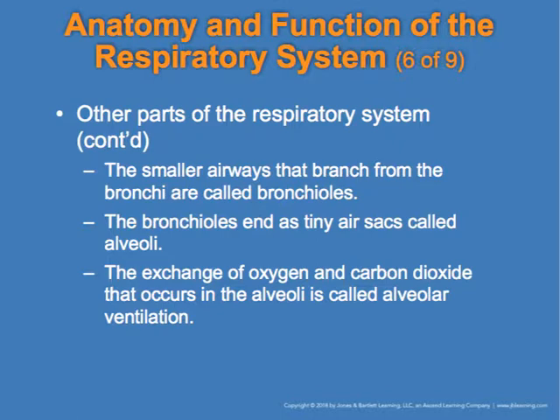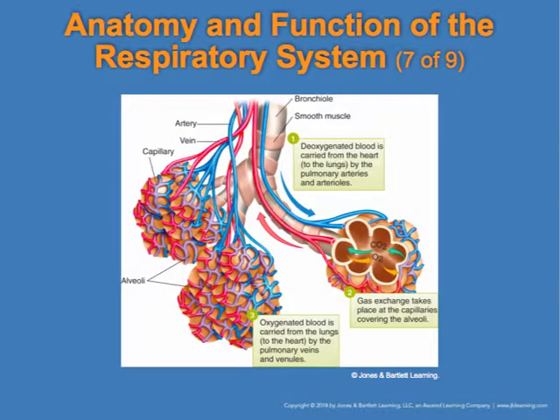Now, other parts of the respiratory system: the smaller airways that branch from the bronchi are called bronchioles. Those bronchioles end as tiny air sacs called alveoli, and that alveolar space is where the exchange of gas occurs that allows you to bring in oxygen and take away that icky carbon dioxide. That is a super important part of the respiratory system's functions.